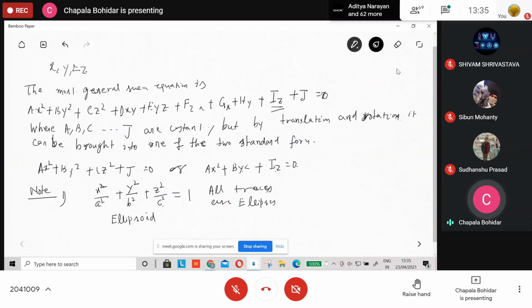It is a solid one. If you trace it, what do you get? You would get an ellipse. Clear?